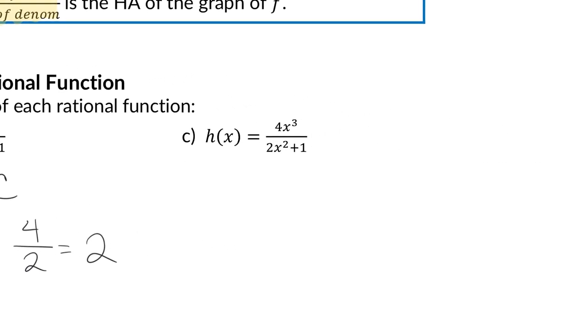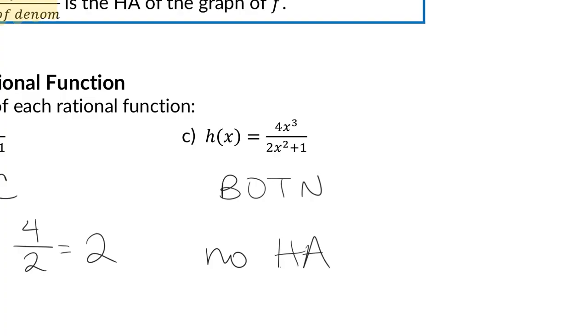For the h of x function, what is the degree of the numerator? 3. What's the degree of the denominator? 2. So where is it bigger? Top. Bigger on top, which means we're not going to have a horizontal asymptote. Nice. There will be no particular number that the graph gets close to as we increase or decrease without bound.